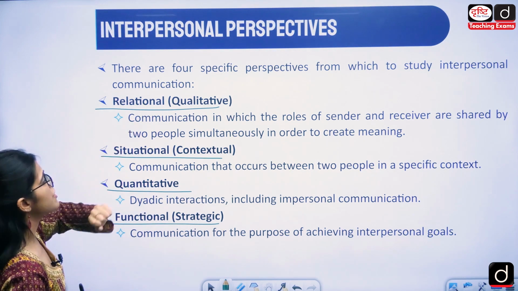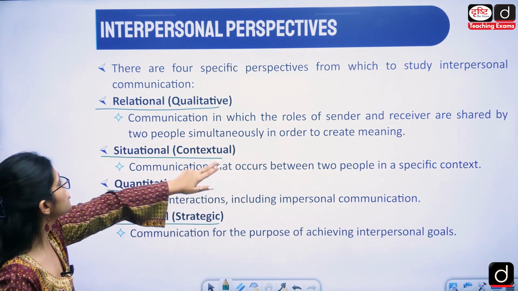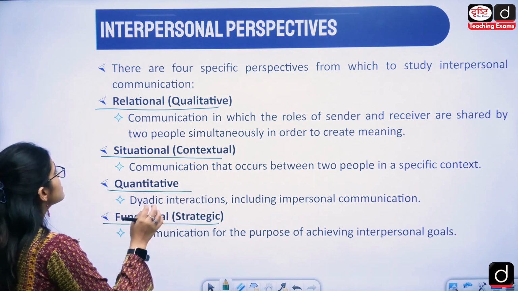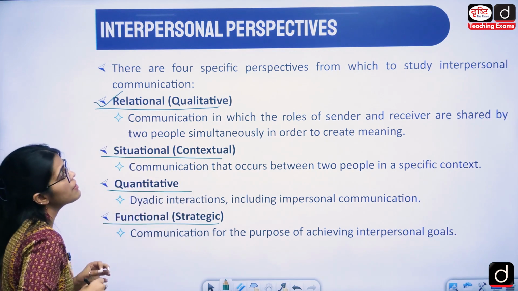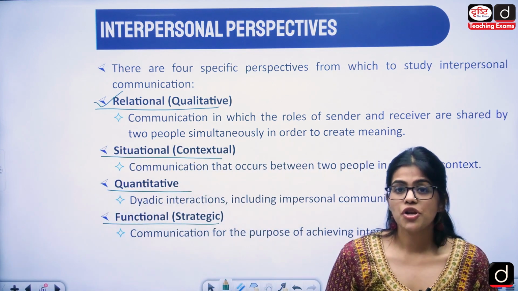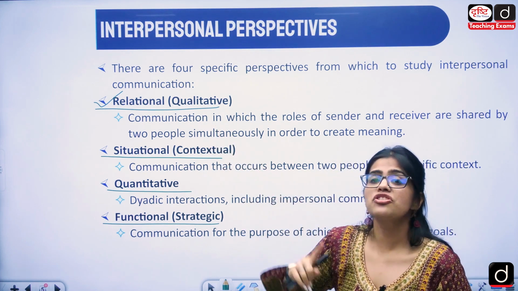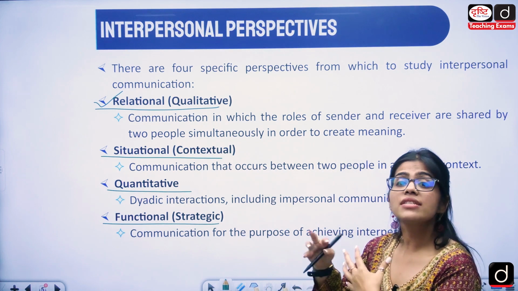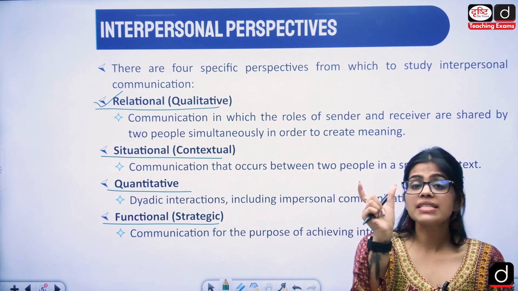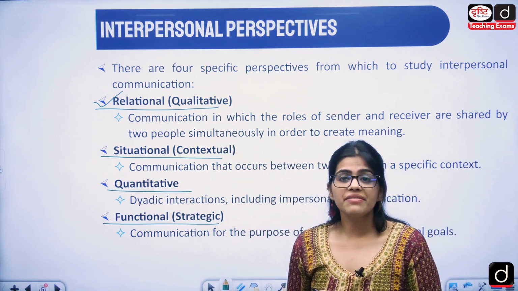So the first is relational. Communication in which the roles of the sender and the receiver are shared by two people simultaneously in order to create meaning is termed as a relational perspective under interpersonal communication. So a good interpersonal communication will always have a relational perspective. Two people will have a certain relationship and then they will talk amongst one another. They will have something that is common between them. It's a kind of qualitative activity that happens.